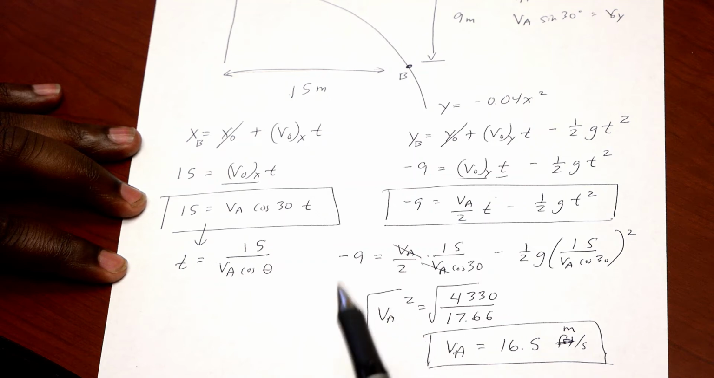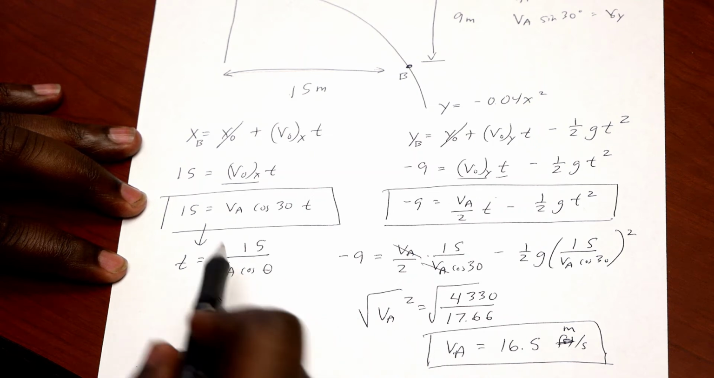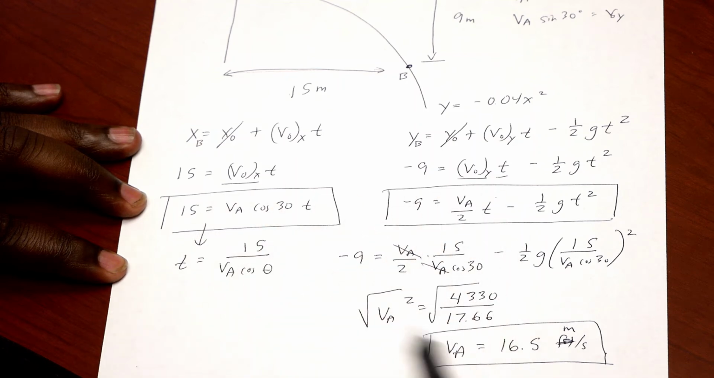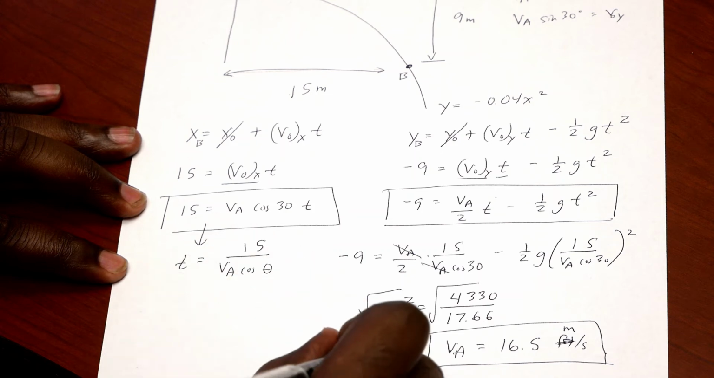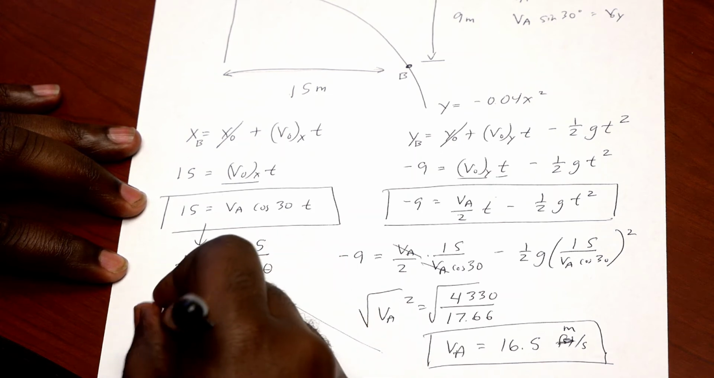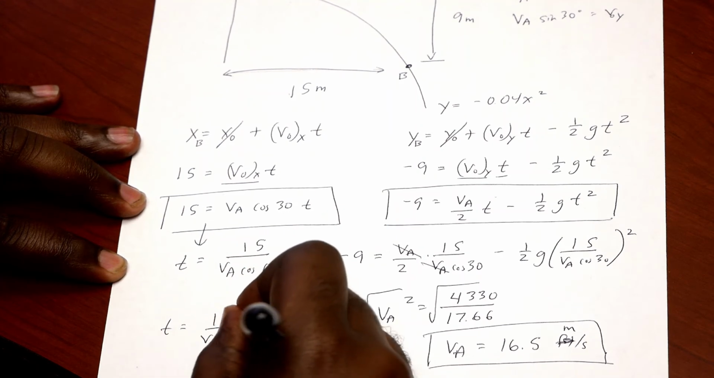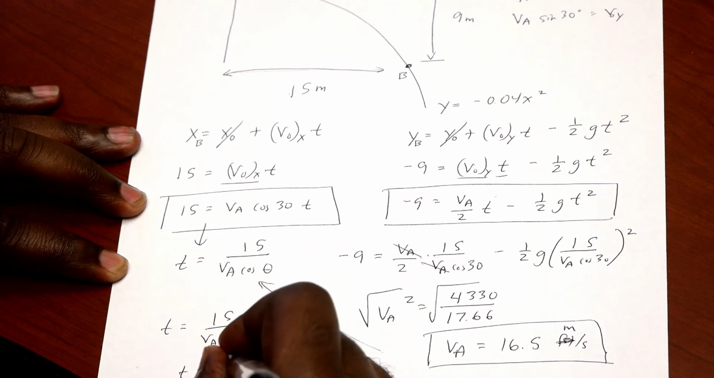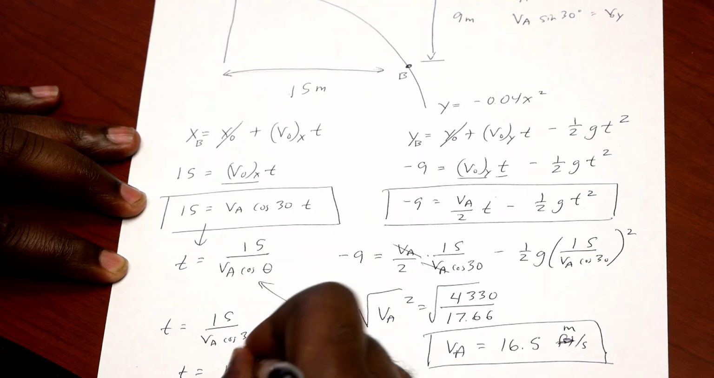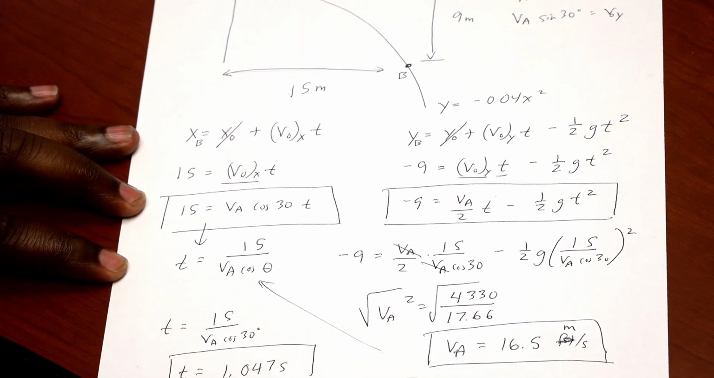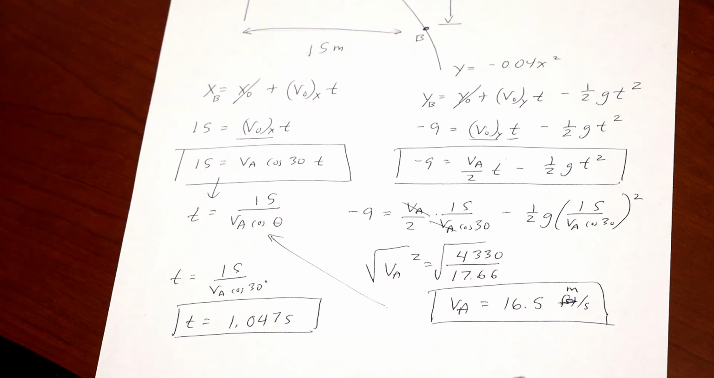Once we've done that, there are actually two ways to go about solving for the velocity at point B. I'll do the most classical method, which is to continue solving here because we had two equations with two unknowns. So let's go ahead and solve for T. If we solve for T, we go back to this equation here. So T is 15 over VA cosine 30 degrees, and that gives us that T is equal to 1.047 seconds. The reason why that's important is because we need that for our second equation.